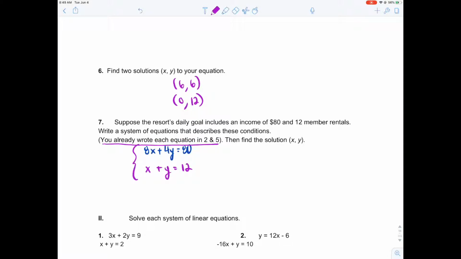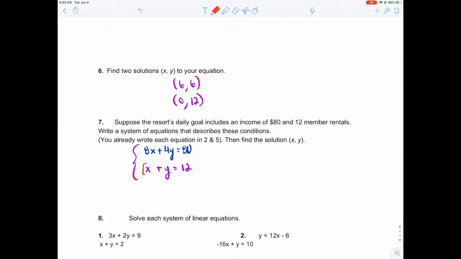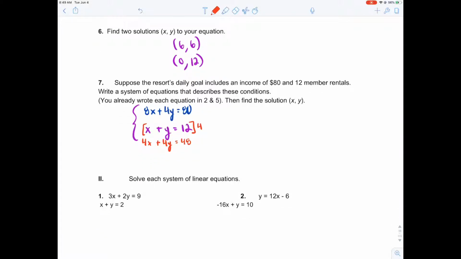Now we need to find the solution. I'm going to solve this by combination, okay? So what I'm going to do is multiply my bottom equation by 4 because I want to get rid of those y's. Okay, so my new equation comes out to 4x plus 4y is equal to 48. Okay, and so now my y coefficients match. And because they're the same sign, I'm going to subtract them.